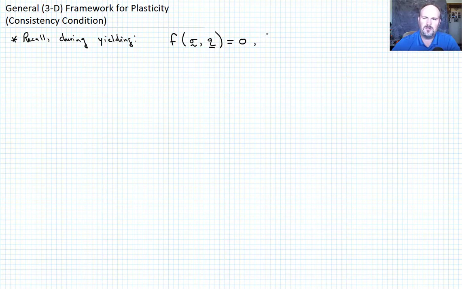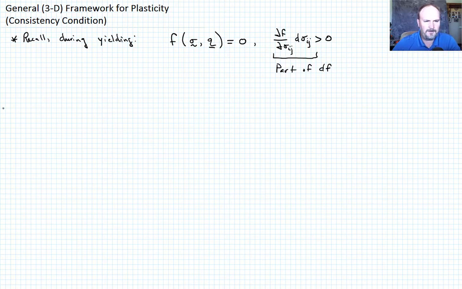And so we said yielding only occurs if partial of f with respect to sigma times d sigma is greater than 0, right? Those were our conditions. And we said in the previous lecture that this quantity, del f del sigma times d sigma, is actually part of df, the differential there.